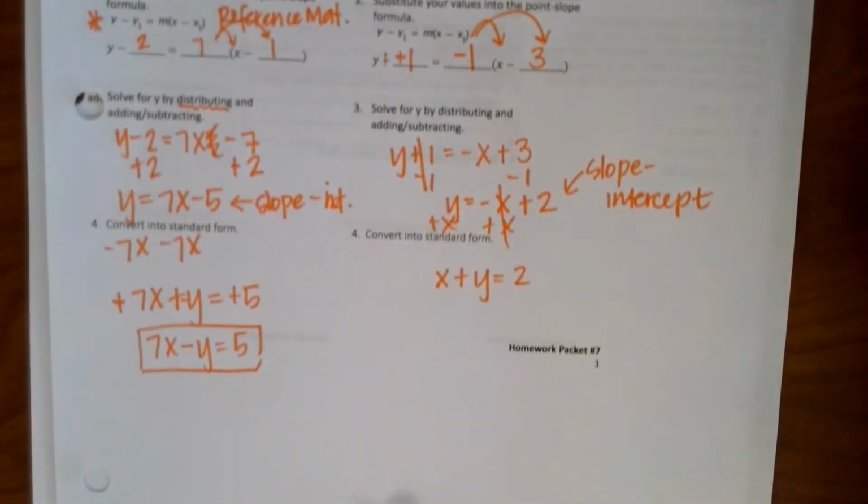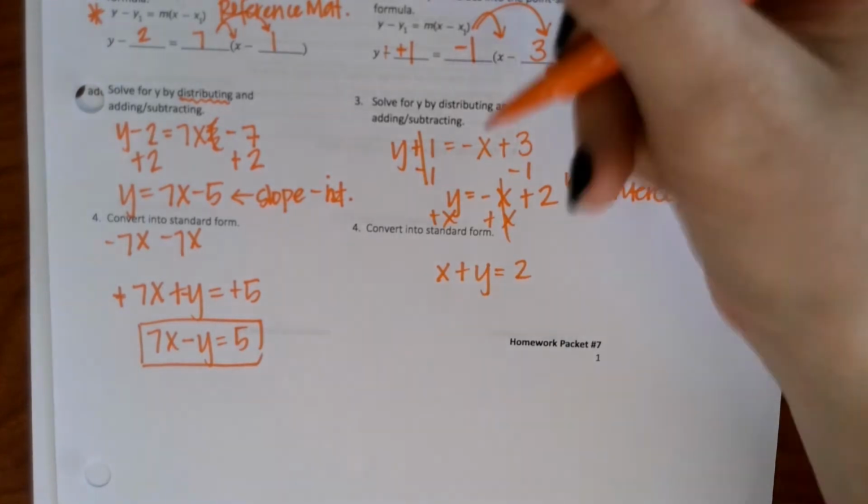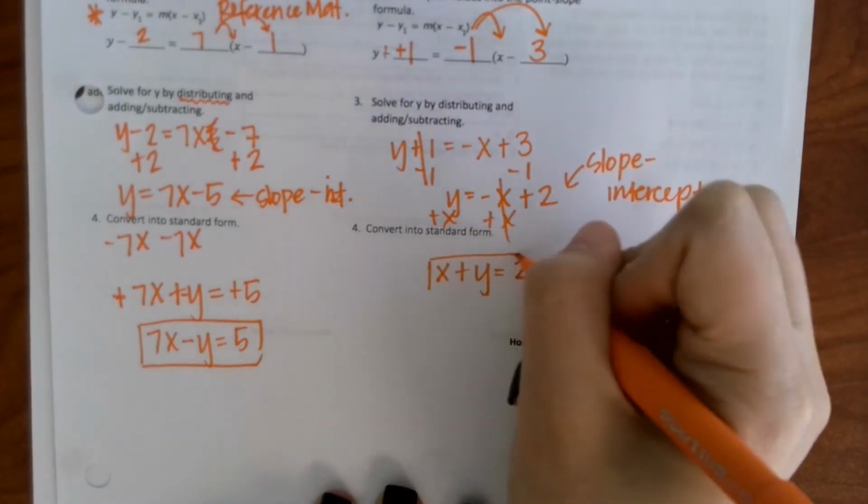Is there anything else that I need to do? Is my coefficient in front of x positive? Is my x positive? Mm-hmm. Is my number in front of my x a fraction? Mm-mm. What's the invisible coefficient in front of this x? 1. Very good. So here's my answer.